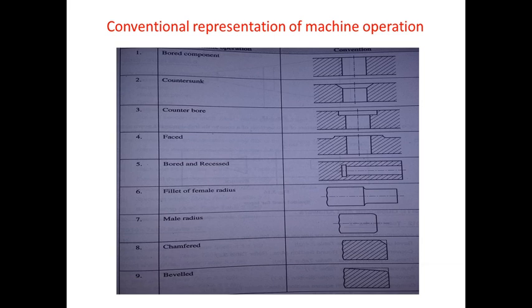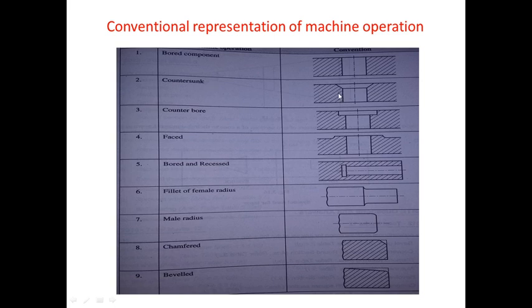Now you can see this is my workpiece which has a bore inside, there is a hole. So this diagram will represent the conventional representation for the boring operation. So if you want to tell the operator that a bore has to be made on the workpiece, then this type of symbol should be drawn on the production drawing, which will indicate that the component is to be bored.